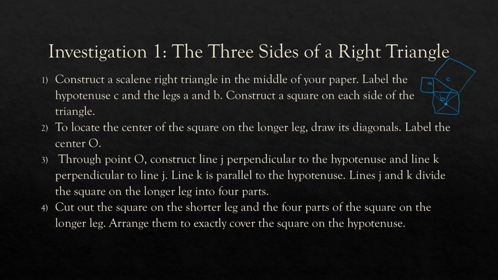So you'll have something like this. My drawing's not going to be real great here. And then perpendicular to that, so somewhere along here. Then you will cut the square on the shorter leg, this one right here labeled A on mine, and then the 4 parts of the square on the longer leg. Then try to arrange them to cover this square that's off the hypotenuse.